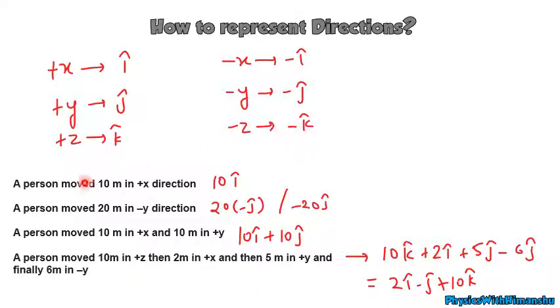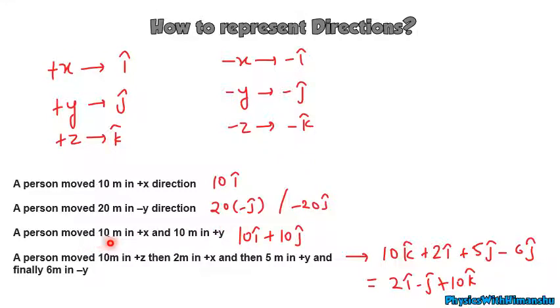So suppose I say a person moved 10 meter in positive x direction. A vector has both value and direction. So the value is 10, and the direction is positive x, which means i cap. So the answer is 10 i cap. Similarly, a person moved 20 meter in negative y direction. The value is 20, and negative y means minus j cap. So we write minus 20 j cap.